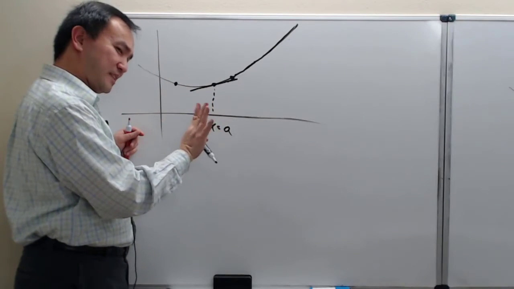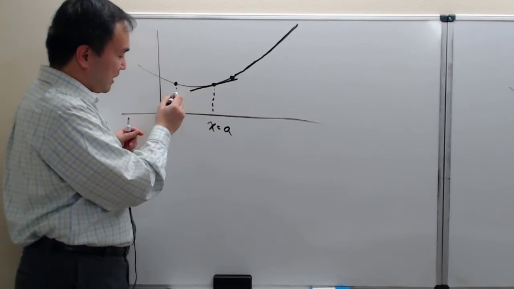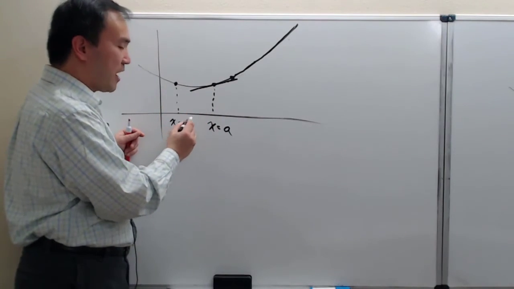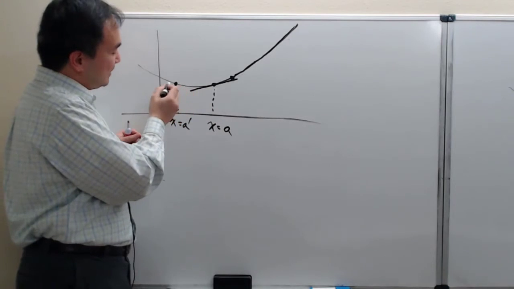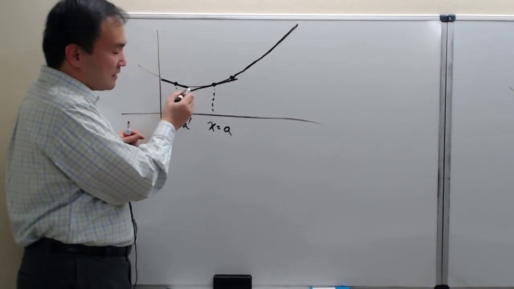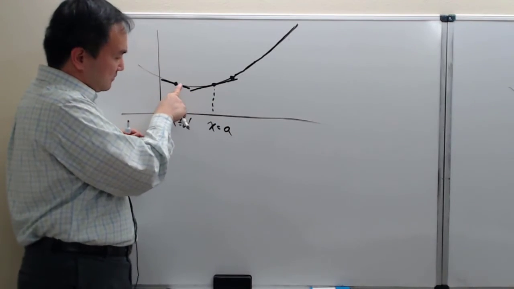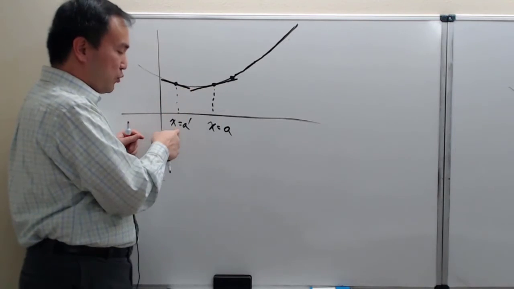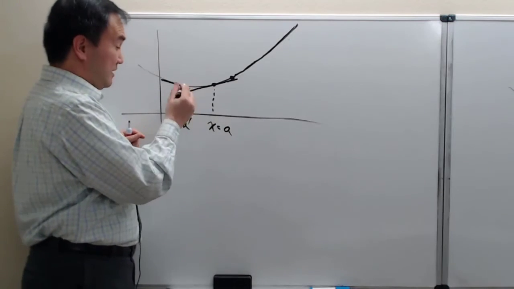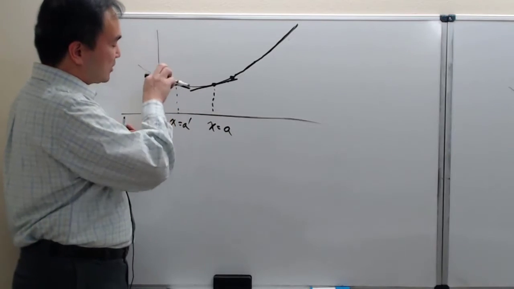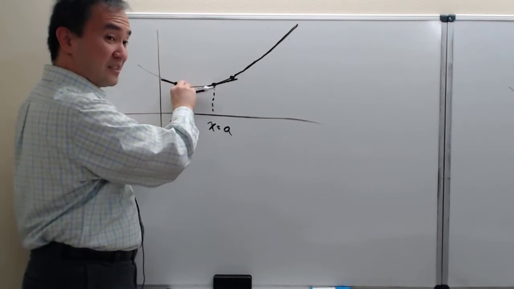You got my word, right? There's some instance before x equals a, maybe some x equals a prime, some instant before that. Then my slope of tangent line was like that. There are infinitely many instances in between a prime and a, so when I moved from a prime to a, my slope of tangent line was changing. See what I'm saying there?